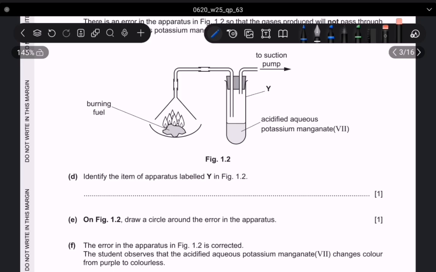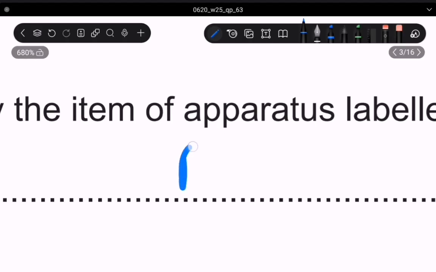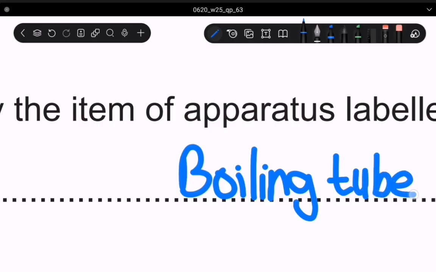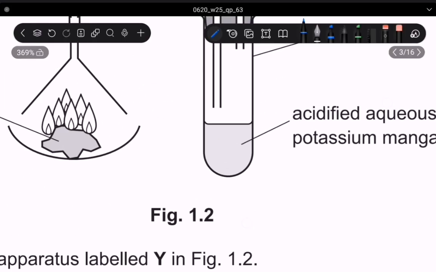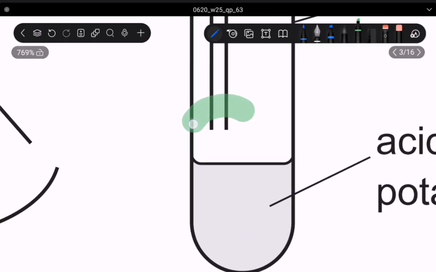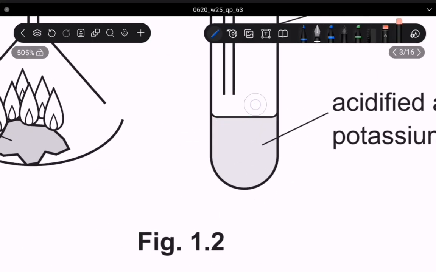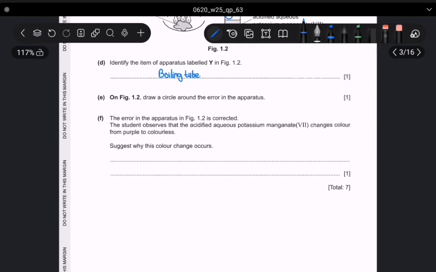Now the item of the apparatus labeled Y. This is a boiling tube. Pretty easy, no explanation needed. Boiling tube. This is the answer. Now draw a circle around the error in the apparatus. As we know, we found the error. We're just going to draw a circle here. That's enough, no need for a big circle. That's fine, and let's go to the next question.